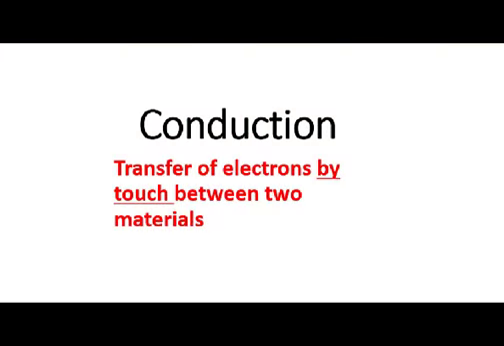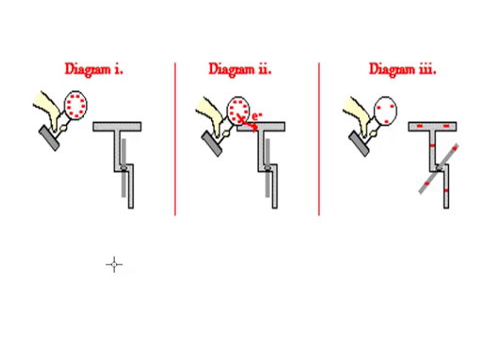The next method of charging an object is conduction. Remember, to charge an object is to give that object a net charge, negative or positive, to make it not neutral. Conduction is the transfer of electrons by touch between two materials. Here we have two objects. They're both conductors, they're both made out of metal. The one on the left is negatively charged. When it touches the one on the right, the electrons flow into it, and notice how the electrons disperse evenly through the conductor on the right and the conductor on the left. Now they are both negatively charged.